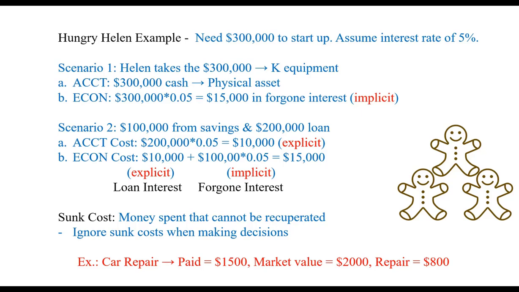Now the typical student would say to me, you don't make the repair. If you add $1,500 plus $800, you get $2,300, and that's too much money to spend on a car that's worth only $2,000. However, the $1,500 that you paid for the car is a sunk cost. So ignore the sunk cost and say, the market value of the car is $2,000. The cost of the repair is $800. Since the value of the car is greater than the cost of the repair, we should make the repair. I know that goes against what many of you think, but that's really what we should do.